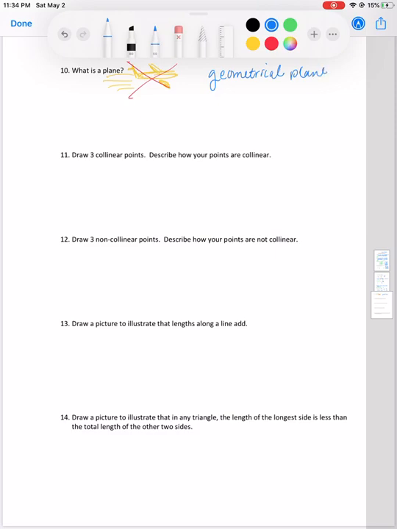And that is a two-dimensional object, okay? Consisting of infinite lines, okay? That extend forever in a length direction and a width direction.